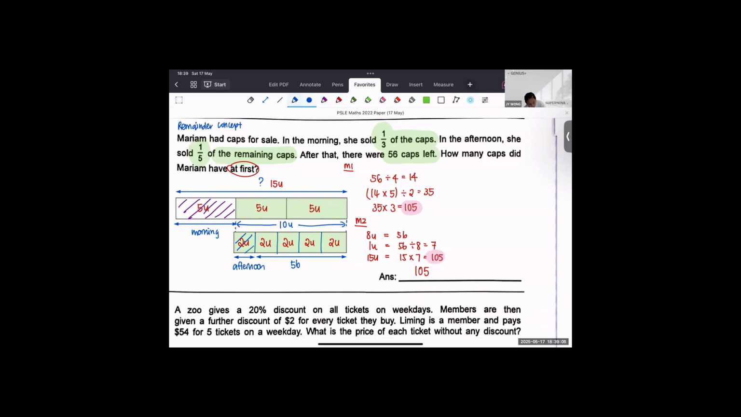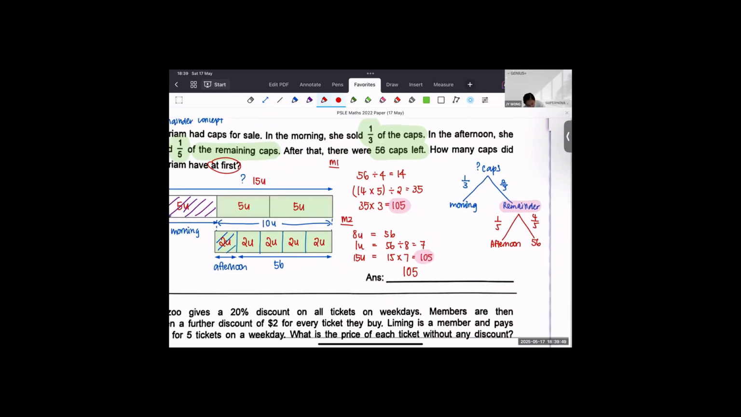Just to clarify, as a revision, we do the branching method for those who have done branching. For the cats, 1/3 was sold in the morning. Then 2/3 will be the remainder. Then what happens to the remainder? They say 1/5 of the remainder. So I'm going to break this up into 1/5 of the remainder and 4/5 of the remainder. So 1/5 of the remainder was sold in the afternoon, and this one you have 56.